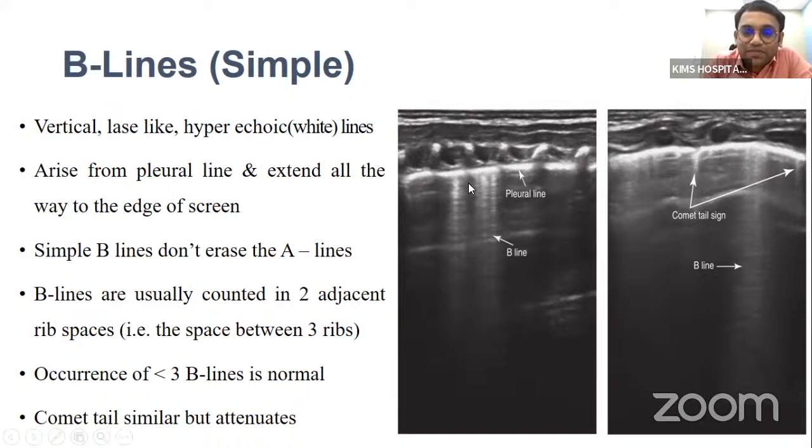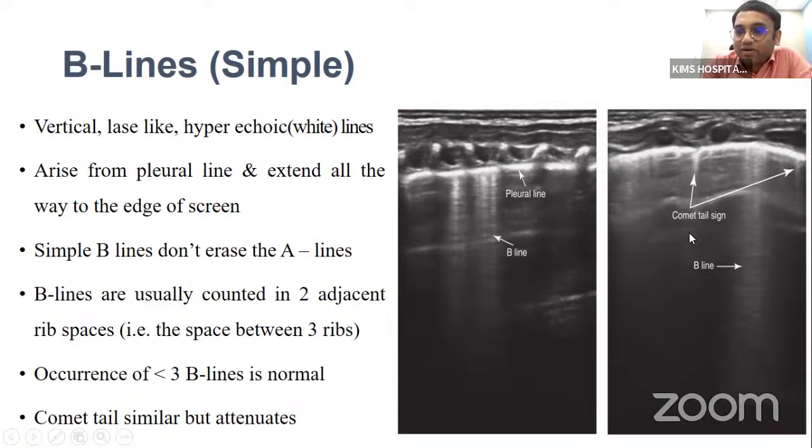In order to label simple B lines, they should be just vertical laser-like lines, and your A lines should still be visible. B lines are usually counted in two adjacent rib spaces. So these are rib spaces, these are rib spaces. Usually between these three ribs, we see this kind of line. If the number of B lines is less than 3 in the two adjacent rib spaces, and your A lines are also visible, then it is called normal.